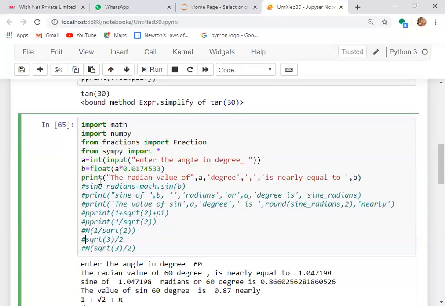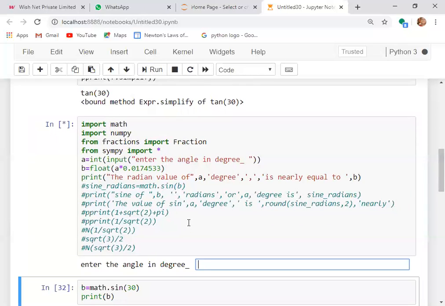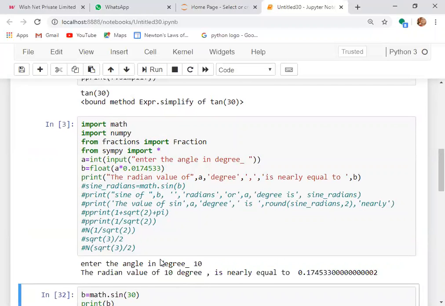So what will we print out? The radian value of A in degree is nearly equal to B. Let's run this program. Enter the angle in degree. Let's try to find out what the 10 degree value will be in radian. So the radian value of 10 degree is nearly 0.174.